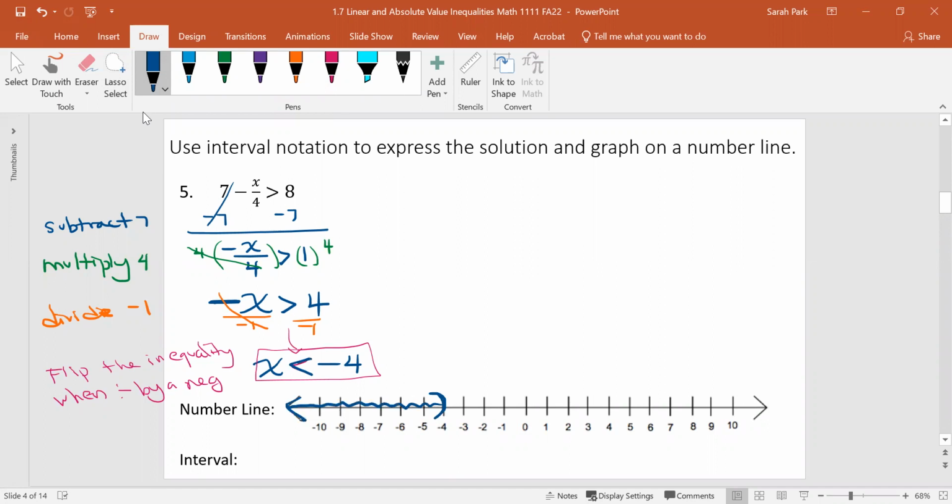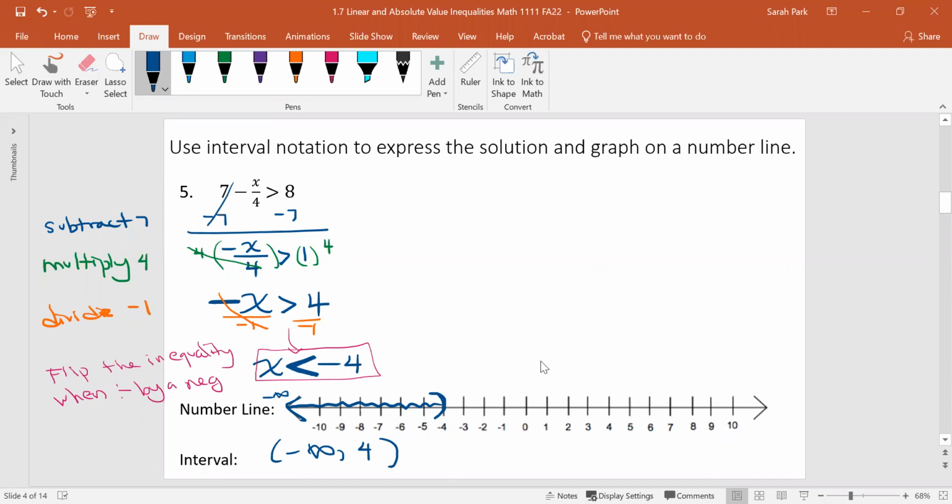I have some students saying how they remember which side to shade when x is less than something: they look at where the inequality is pointing. Because this inequality is pointing in the left direction, they know to shade everything along the negatives. Okay, so we know this is going from negative infinity to negative 4. So there's our interval. I find it's easy to do the number line first, and then write the interval using your number line. Okay, there is our first example.